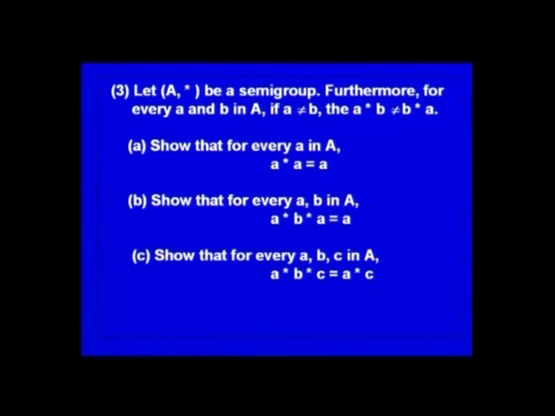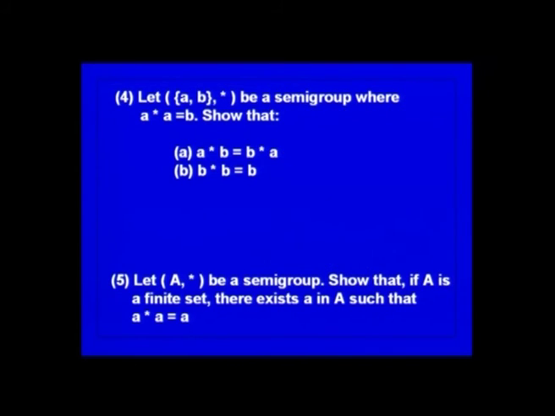There are some more examples which you can try as exercise. One is, let A, B be the only two elements in the set and star is a binary operation, and we have also A star A is equal to B. You are asked to show A star B is equal to B star A, and you are also asked to show B star B is equal to B. This is again a very simple example which will immediately follow by the associative property of the semigroup.